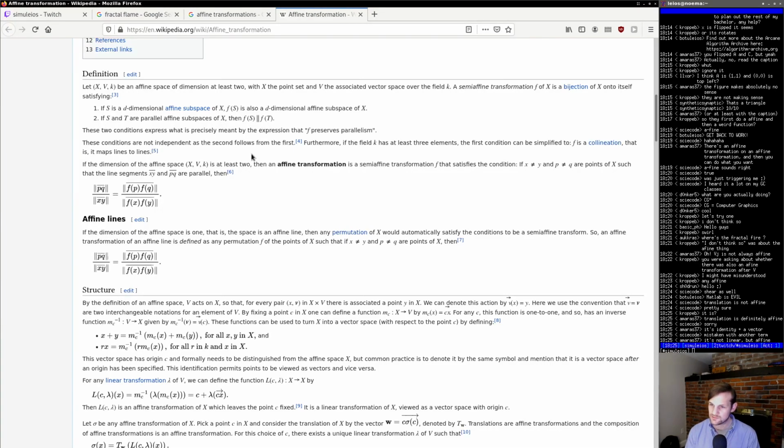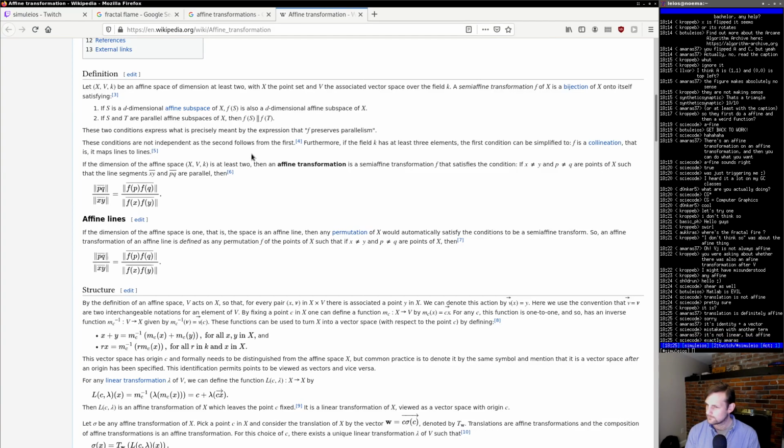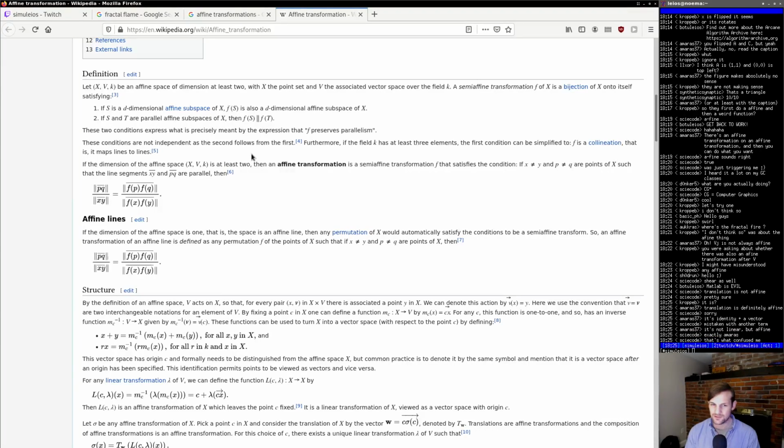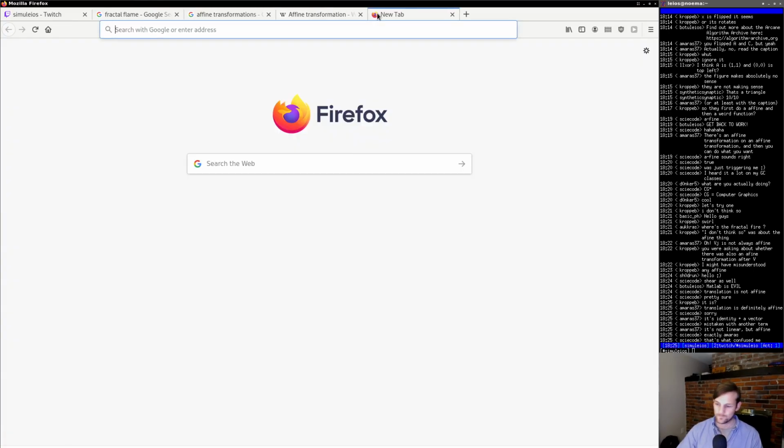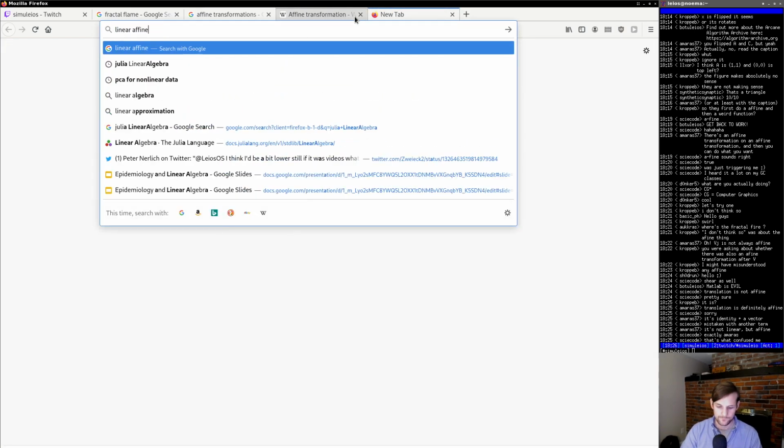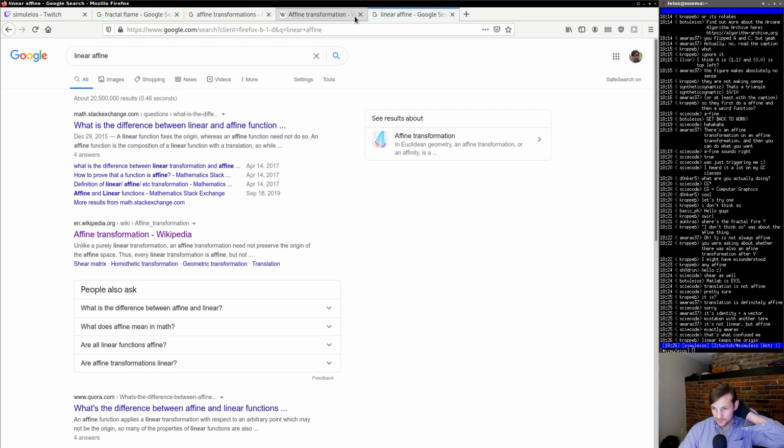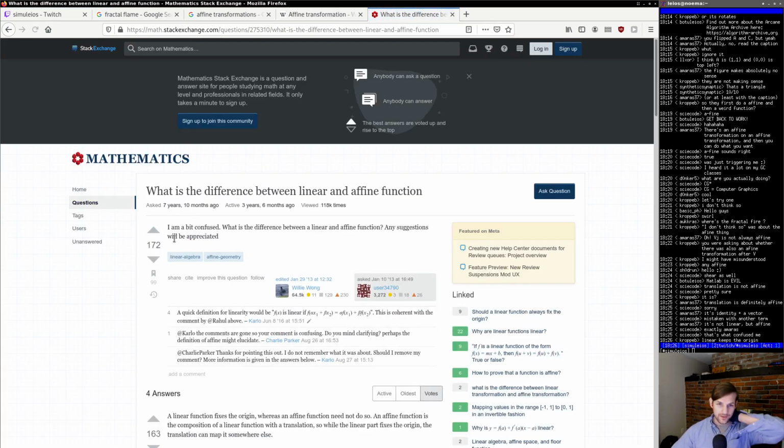Wait, you're saying that translation is not linear? Wait, how is translation not linear? Sorry about that, I don't fully understand that. Maybe I'm... No, I don't fully understand how it's not linear. Sorry about that. I guess, what's the definition of linear in this case? Yeah, okay, maybe it's up here. Well, okay, let's just say linear. Right, linear keeps the origin. Oh, I did not know that. Okay, that's fair enough.